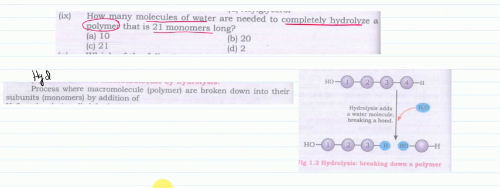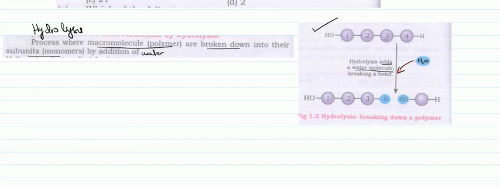Hydrolysis is a process where macromolecules, meaning polymers, are broken down into their monomer subunits by the addition of water. As you see in the figure, there is a macromolecule, there is a polymer. 4 monomers are attached in a chain to form a polymer. Then hydrolysis adds a water molecule. One water molecule, H2O, is added in the reaction and it breaks the bond between monomer 3 and monomer 4, right? I will explain it to you in an easy way.